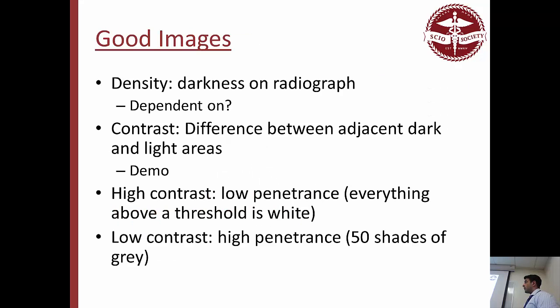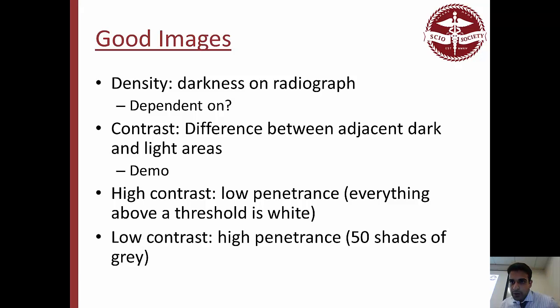Image formation. He talked about a couple of things that define what's a good image. So the density. He measures density as the darkness of the image. So how dark is the film? Wherever the radiation makes it through the patient and hits the film, it will turn dark. Wherever it doesn't penetrate a target, it will stay white. Okay? So density is directly dependent on what?